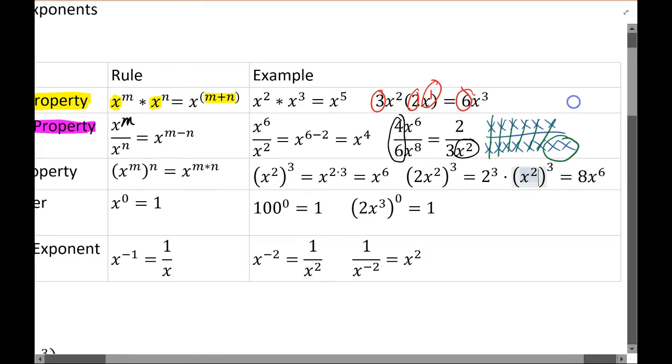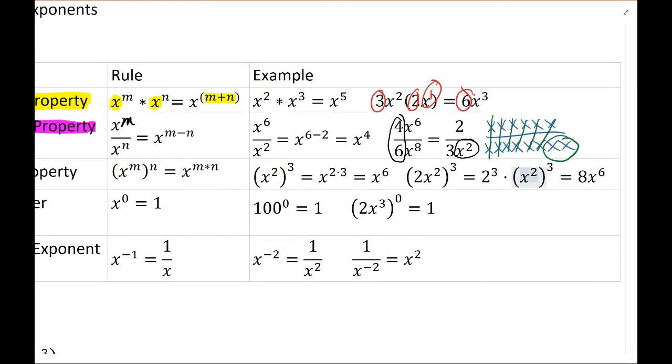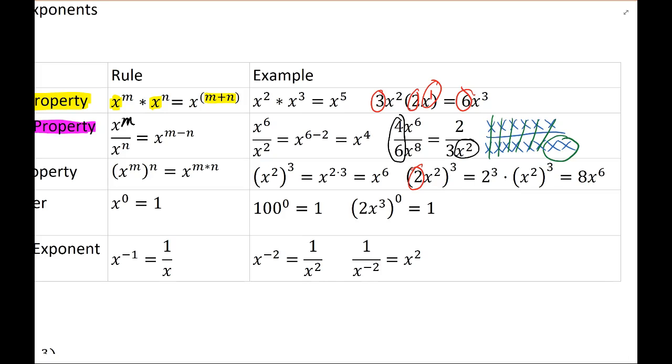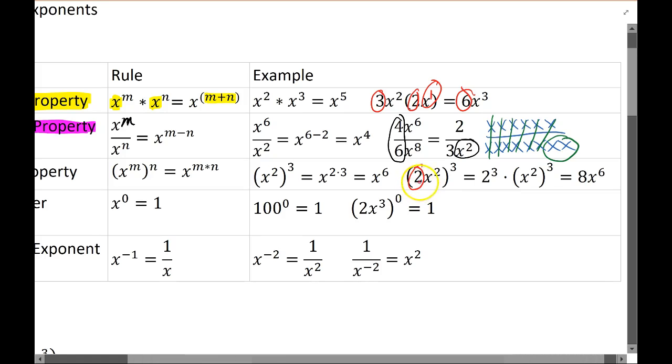Now again, and this is something I always have to point out, if we look here, the 2 is not an exponent. So the 2 does not follow the laws of exponents where you would do the multiplication. So 2 to the third power is 8. Okay? And then x squared to the third power, take a base to a power, you multiply the exponents. 2 times 3 is 6.